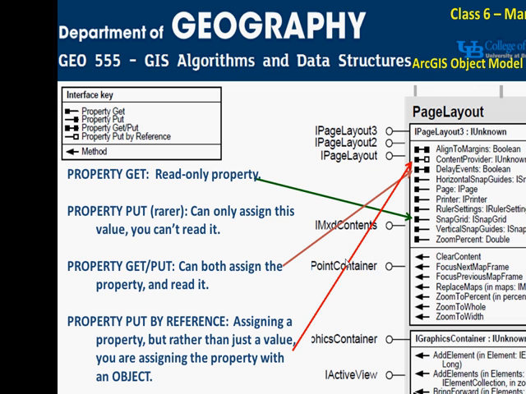And then as I said before, the methods are easier. It's just an arrow pointing to the left. So here are methods on the page layout. Like zoom to whole. There's a method on a page layout that zooms out the page layout to show the whole thing on the screen. It's an action, and it's denoted with a left pointing arrow.